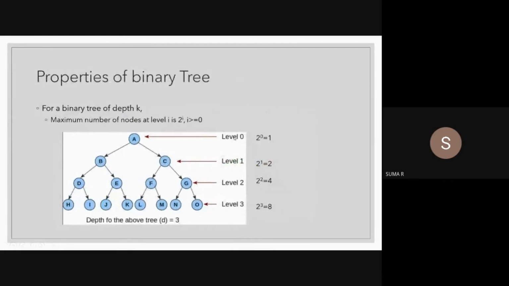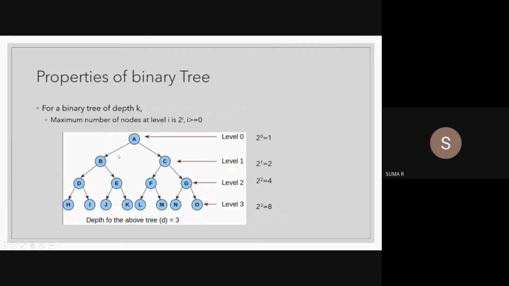Now, we will discuss some of the properties of binary tree. For a binary tree of depth k, depth is same as height, the maximum number of nodes at level i is 2 power i, where i is greater than or equal to 0. So for example, what is the maximum number of nodes at level 0? 2 power 0, that is one node. That is only the root node is available at level 0.